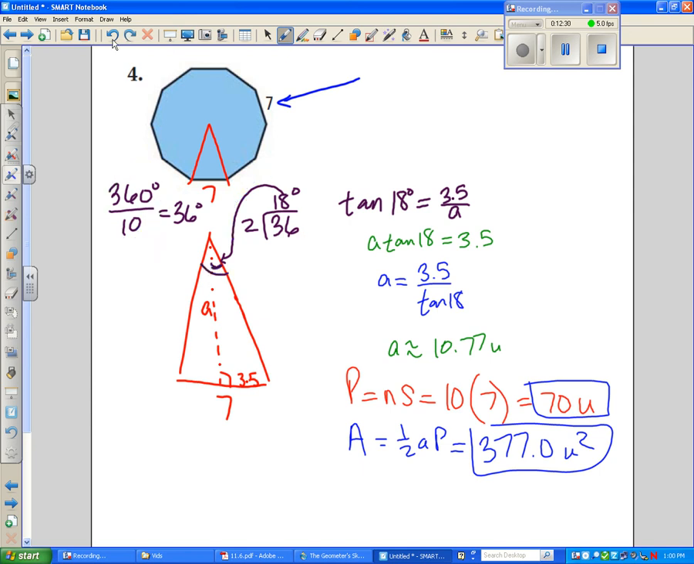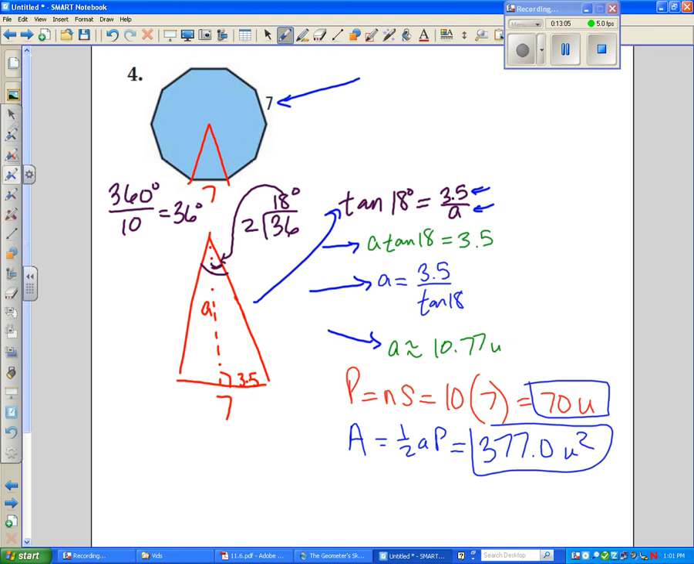So, I have a right triangle. On that right triangle, I have 18 degrees, I have the apothem, and I have this side value over here, which is half of the 7, so 3.5. I use that to set up my trigonometry, knowing that this is the opposite and this is the adjacent. So I set up my tangent, because tangent is TOA, opposite is 3.5, and adjacent is A. And if I multiply both sides by A, then divide by tan 18, I get this when I type it in the calculator using degree mode.